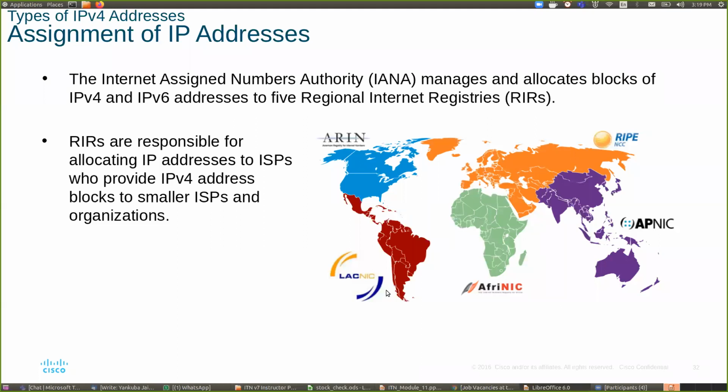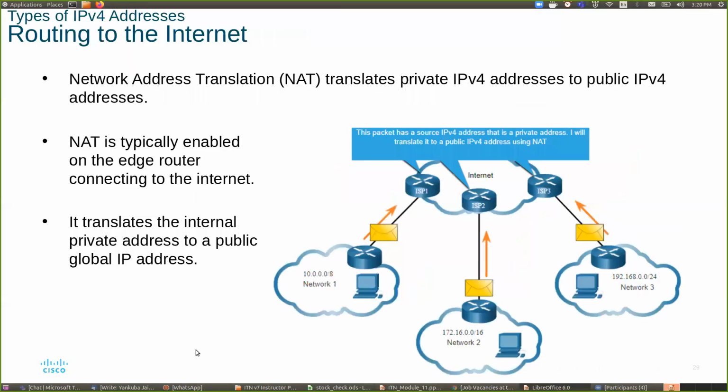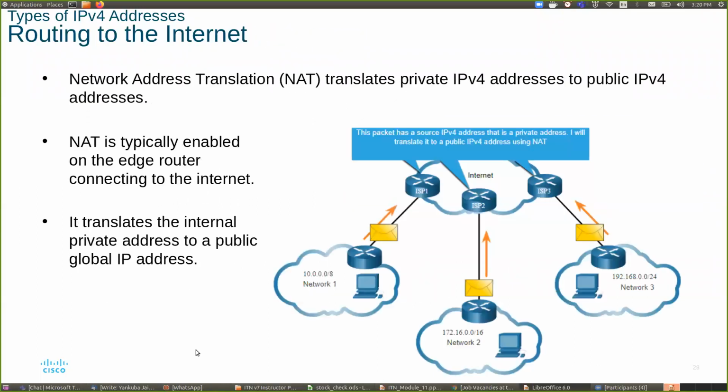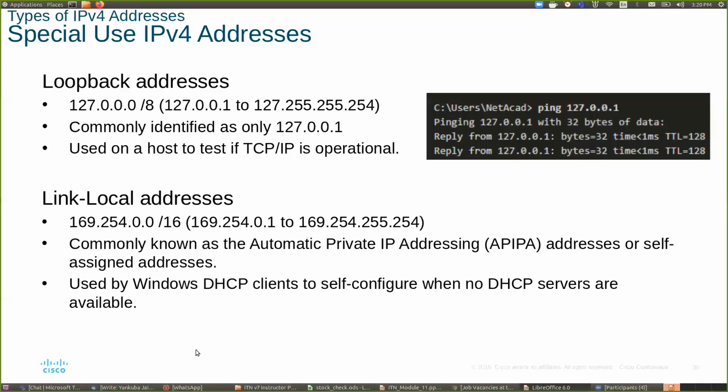Assignment of IP addresses. The Internet Assigned Numbers Authority, IANA, manages and allocates blocks of IPv4 addresses to regional registries. There is a body that is called IANA. IANA is responsible for the allocation of IP blocks to regional registries. Regional registries are responsible for different regions. Like in the case of Africa, we have a body called AFRINIC that is responsible, and that AFRINIC is answerable to IANA.